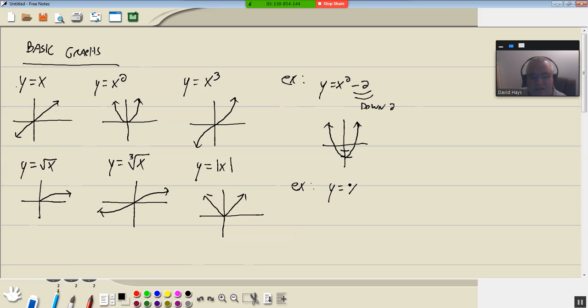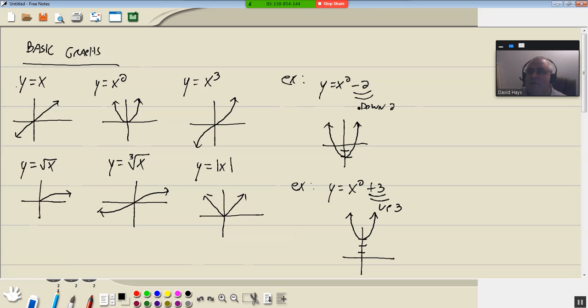Now if I had y is equal to x squared plus 3. Again, your number at the very end or very beginning is up or down, so this plus 3 would tell us up 3. Means our graph still looks like the U-shaped graph, it's just been shifted up 3 units. So it would look like this right here.